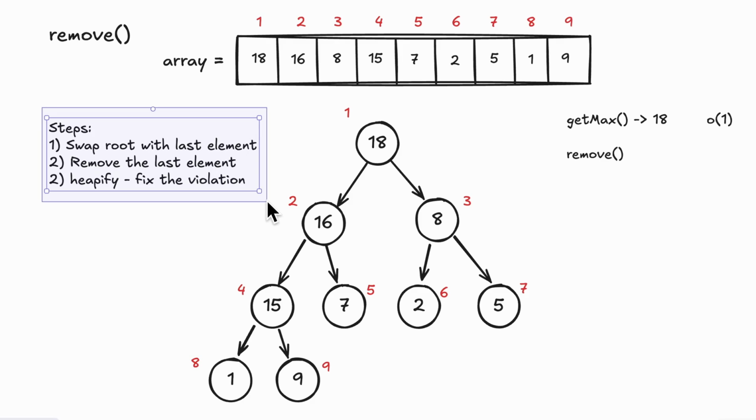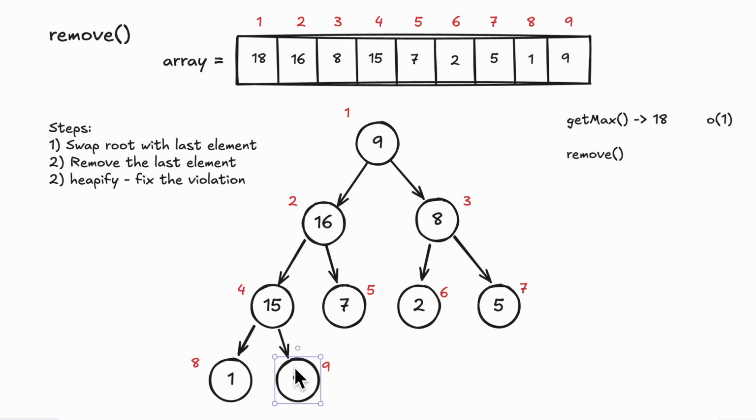So the remove function follows these 3 steps. The first step is to swap the root with the last element. So let's do that. Done. Let's also make the changes in the array. So 9 will come over here, 18 will come over here. Second step is to remove the last element. Done. Here also we'll remove the last element.